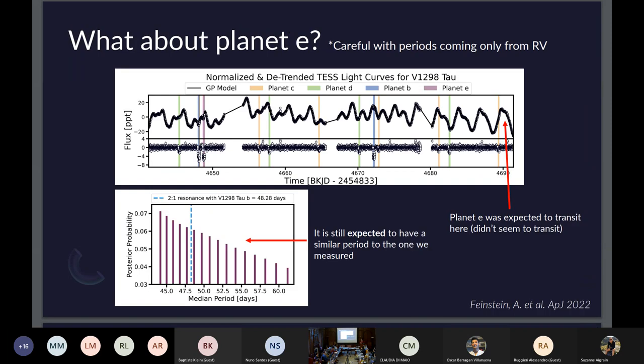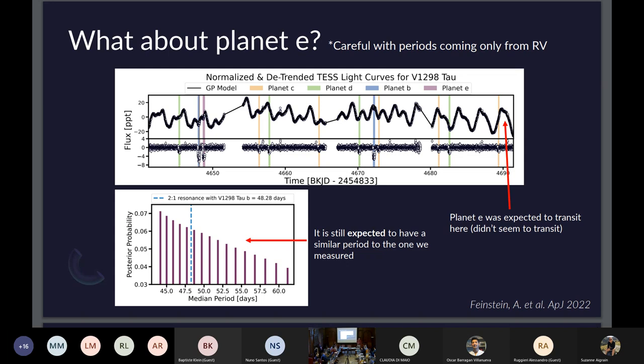The caveat is what happens with that planet E that we measure only from radial velocity, that it should have transited here. And it never happened. We were really, really sad about that. But in principle, we are still trying to look for it. We have done some photometry campaigns and some more radial velocities. We are not sure if the signal that we got there was actually caused by the planet, a harmonic of the signal of the planet, or more stellar activity, which is also one of the dangers of getting into this kind of business.